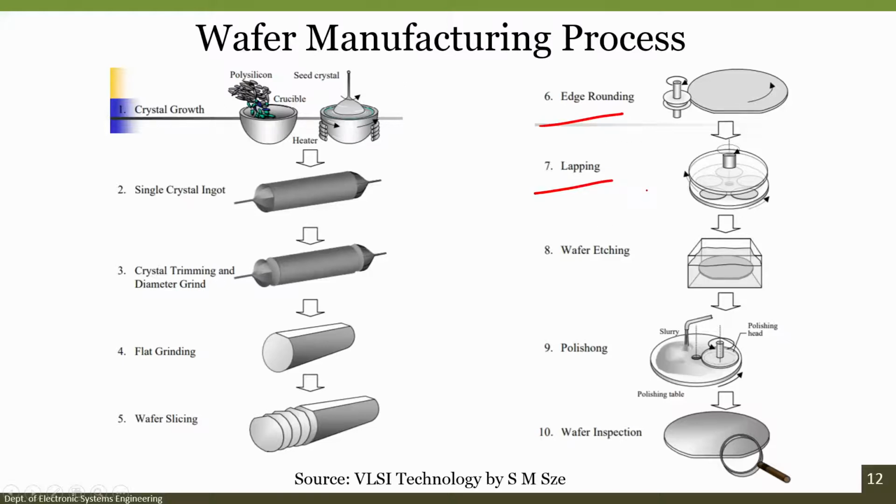Now, we need to make the wafer extremely smooth, right, all the way to 2 nanometer roughness: wafer etching, polishing and finally inspecting. So, these are the steps that are used right from crystal growth to ingot to trimming, flat grinding, wafer slicing, edge rounding, lapping, etching, polishing and inspection.